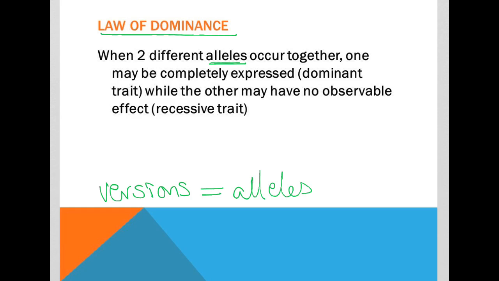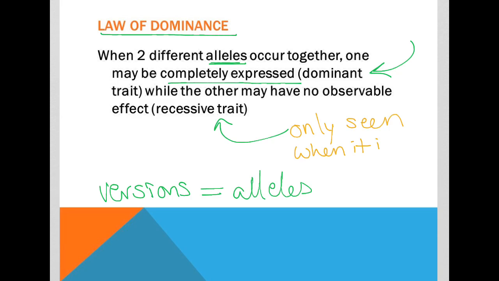So the law of dominance says when 2 different alleles occur together, one will be completely expressed, and that one's going to be considered the dominant trait, and the other one might have no observable effect, and that will be the recessive trait. And you will only see the recessive trait when you only have recessive genes. And so that was going to be one of Mendel's first laws that we're going to discuss.